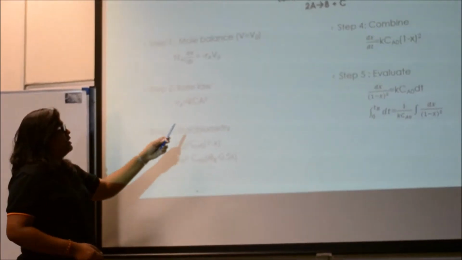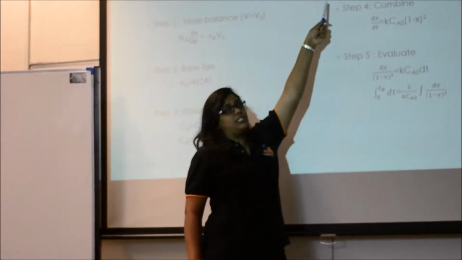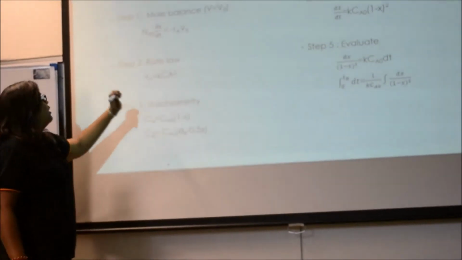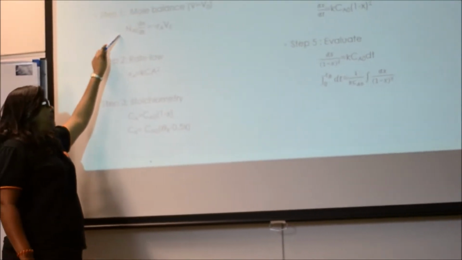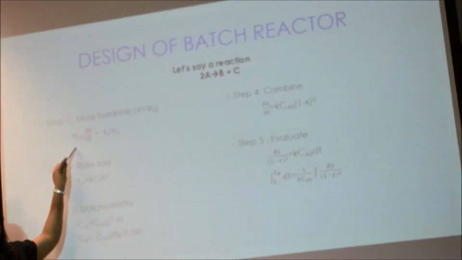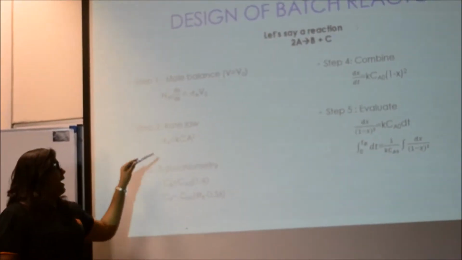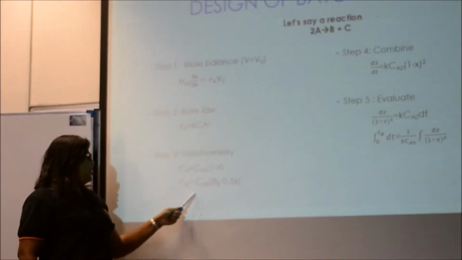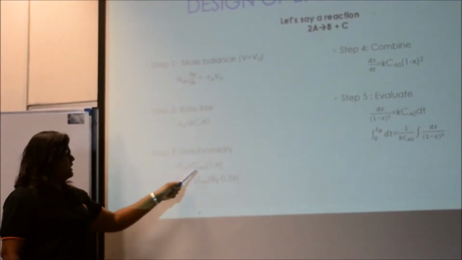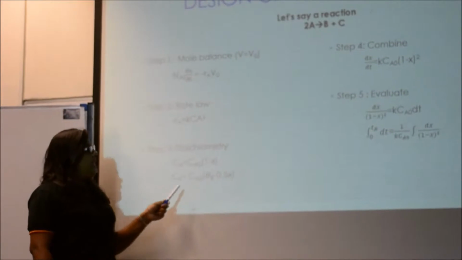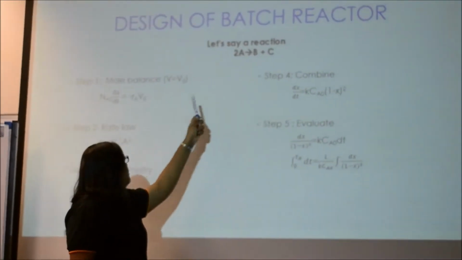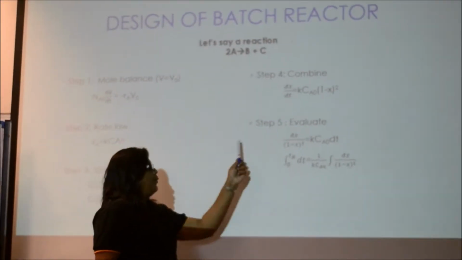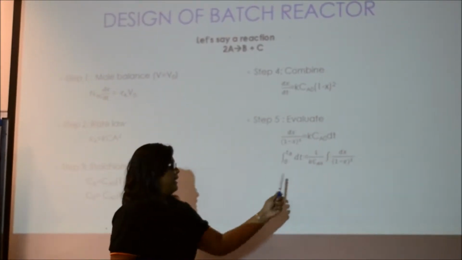Let's say a reaction of 2A that gives us B and C. And we are using A as our reference. First step, we do our mole balance. This we have already learned in our chapter 1 and 2. Next, we calculate the rate law. And third, we equate the concentrations of species A and B in terms of species A. Step 4, we combine the following rate laws and also the stoichiometry. And lastly, we evaluate to get this design equation.